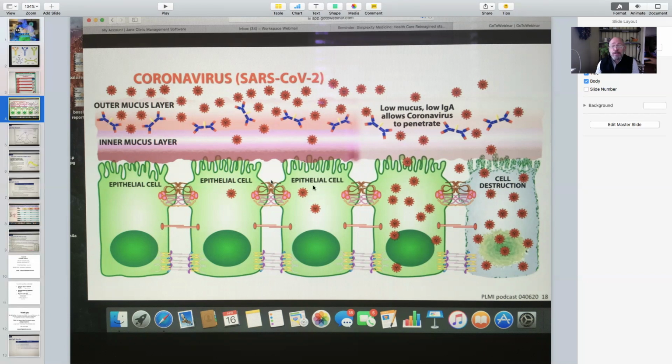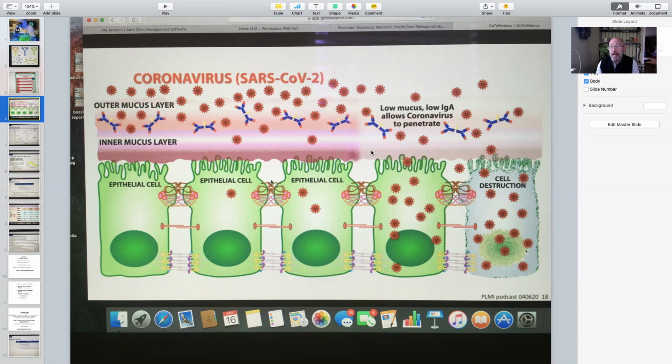Then, of course, if we have insufficient IgAs, the IgA system is just taxed, the mucosal barrier is weak, then what's going to happen is that we're going to get much more of these viruses penetrating in and infecting the cell, and eventually the cell is going to be destroyed, they burst out, and they infect other cells.